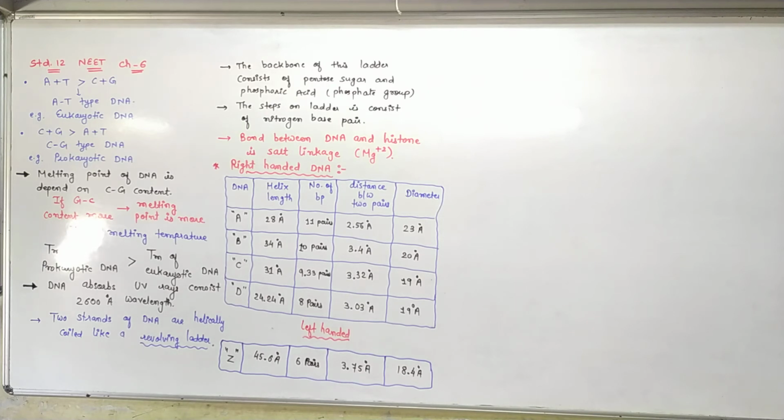So these all are right-handed DNA, whereas left-handed DNA is only one, that is Z DNA. The table is continued there, the heading is the same. In Z DNA the helix length is 45.6 angstrom, number of base pairs are 6, distance between the two base pairs 3.75 angstrom, and diameter is 18.4 angstrom.